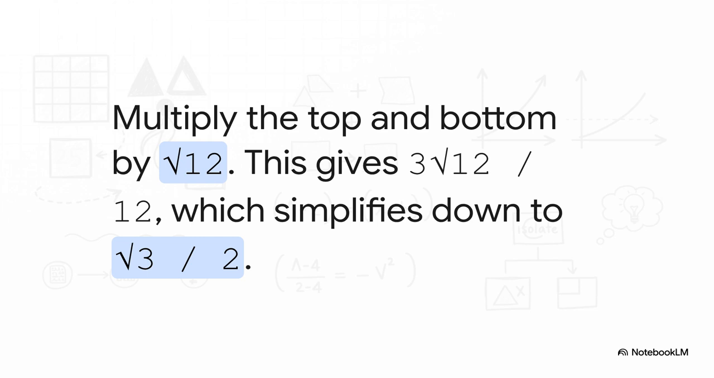Easy. On the top, we get 3 times the square root of 12. So we have 3 root 12 over 12. But wait, we can simplify that more. The square root of 12 is the same as the square root of 4 times 3, which is 2 root 3. So our numerator is actually 6 root 3 all over 12. And that simplifies down to our final, much cleaner answer, the square root of 3 over 2.